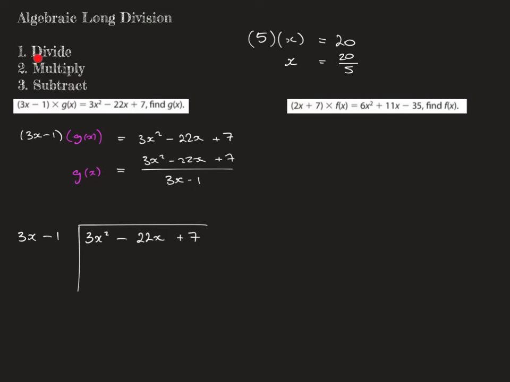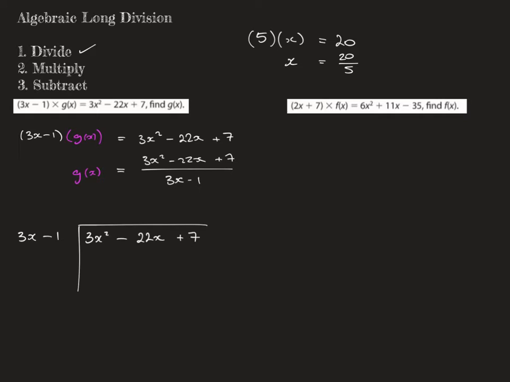Just for anyone that hasn't seen this before, these are the 3 steps involved: divide, multiply, and subtract. And if we do those 3 steps, that's one full cycle. Because we have a quadratic, we're going to have to do two cycles. And if you're just trying to learn that off, an easy way to learn it off is DMS, doesn't make sense.